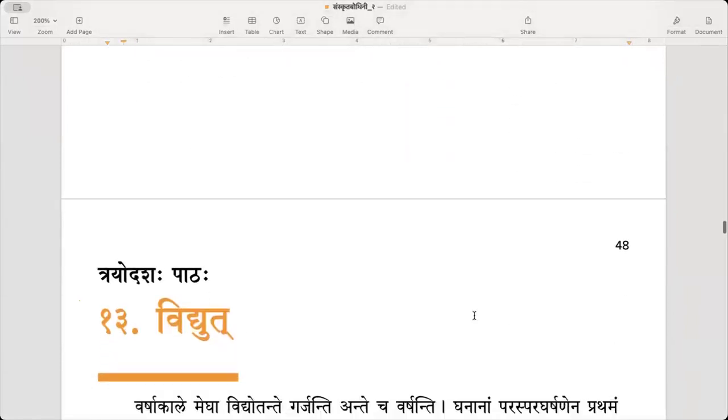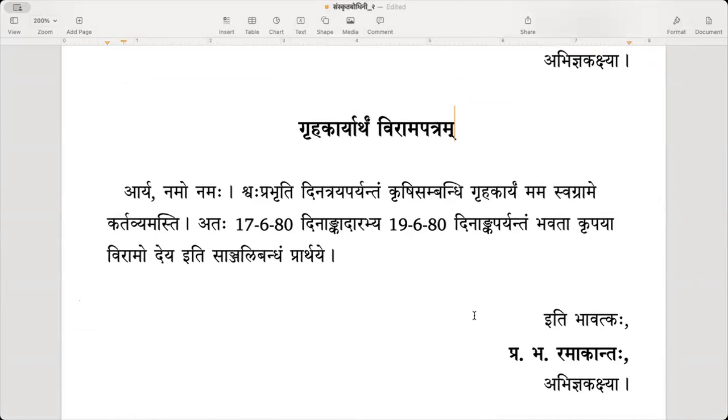Okay, next one is Griha Karyartham Virama Patram. The leave letter to do housework here. Homework? No, here it is Krishi Sambandhi Griha Karyam, agriculture-related work. They're asking for holidays for harvesting. So during the harvest, they are asking for 3 days leave. Three days is not enough, actually. One week needed. Correct, correct.